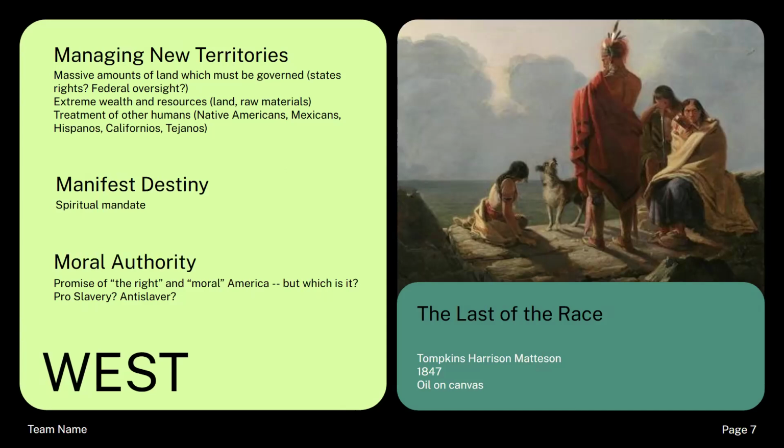And there comes up a problem, a question about the treatment of other humans living in the West. These are primarily Mexicans and Native Americans, but also Hispanos, Californios, and Tejanos. This is all tied to manifest destiny, the belief that God had ordained, the spiritual mandate had actually ordained Americans to expand west and deal with the consequences. The West was seen as the opportunity for the moral authority of America to win out. But then that's the question. Well, which one wins? The North or the South? Pro-slavery or anti-slavery?